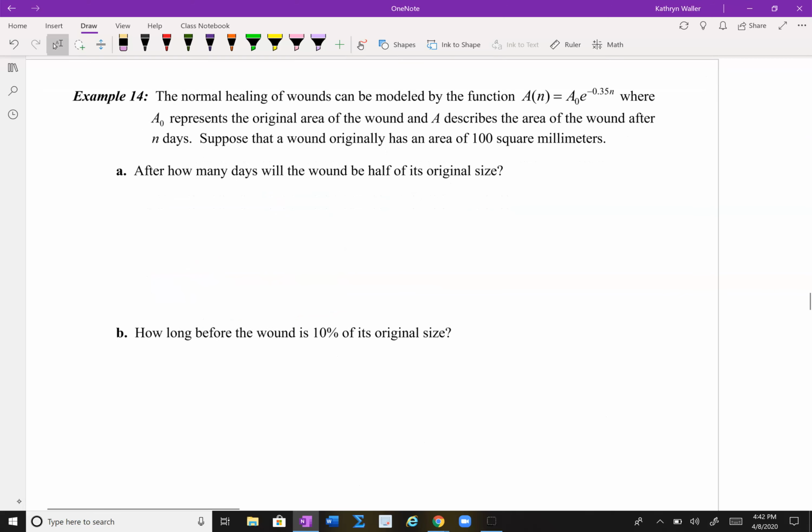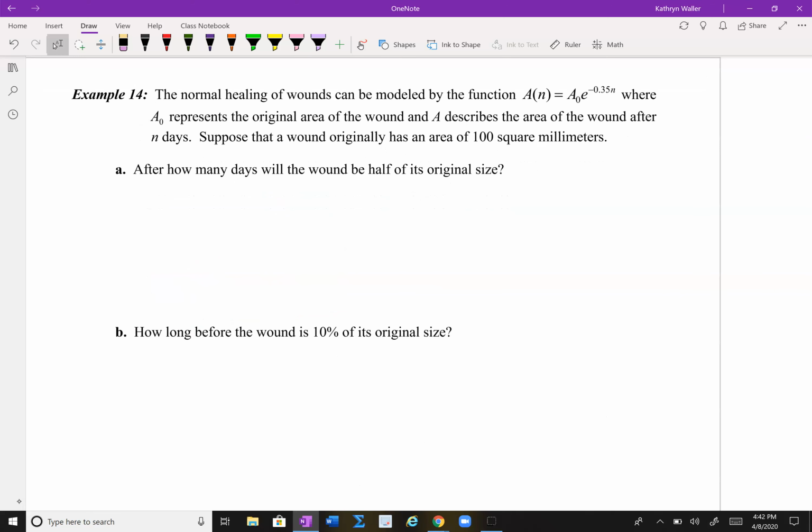Okay, question 14. The normal healing of wounds can be modeled by this equation, where A sub 0 represents the original size of the wound, and A is the area of the wound after a certain amount of time, so after n days. Suppose the wound had an original area of 100 square millimeters. Well, A sub 0 is your original area. So we're going to write A sub n equals 100 e to the negative 0.35 n. So there's your equation, okay?